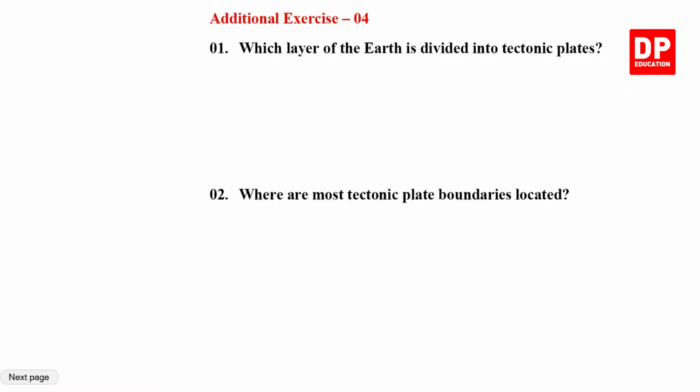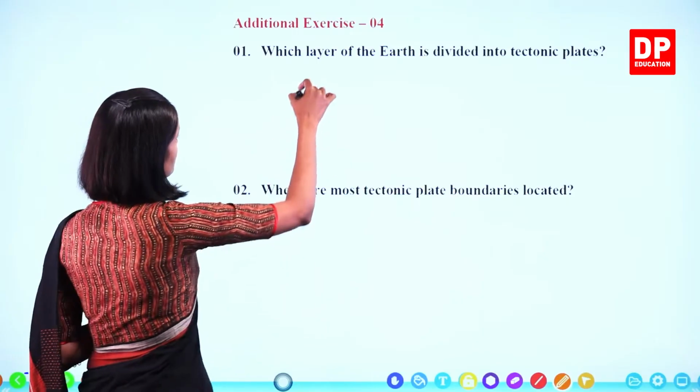Which layer? The outermost layer, the crust, right? The crust.